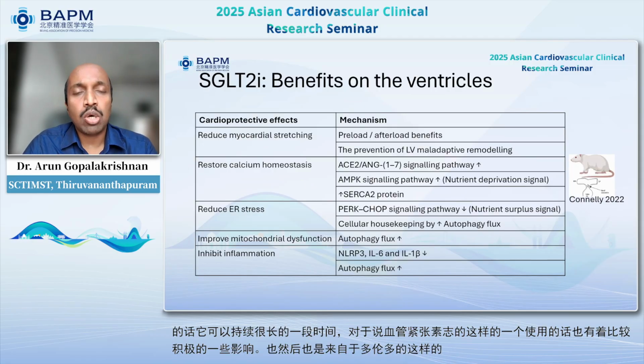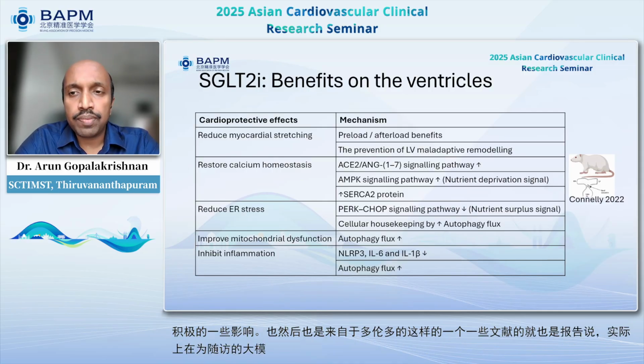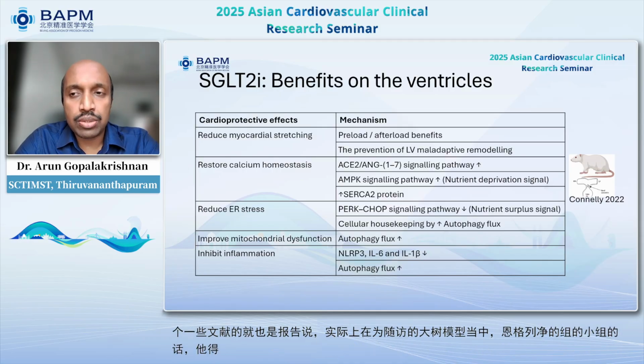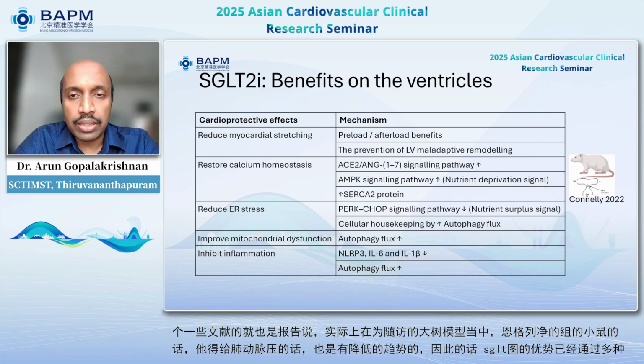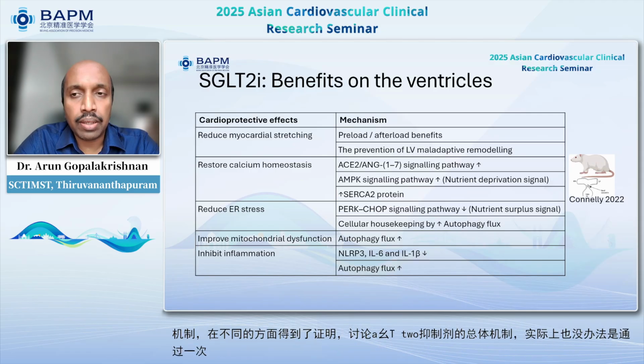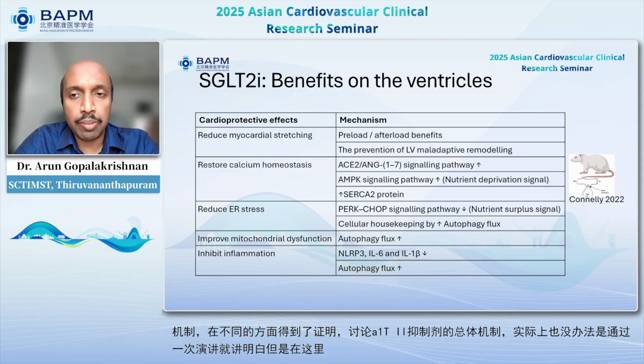It is beyond the scope of one talk to discuss the overall mechanisms of SGLT2 inhibitors, but this paper by Connelly, where PA banding was tried in rats, we expect RV pressures to go up and RVH to worsen. After the RVH had set in, these rats were put on dapagliflozin, and they documented decrease in right ventricular thickness, and that documented the putative role of SGLT2 inhibitors in right heart function.